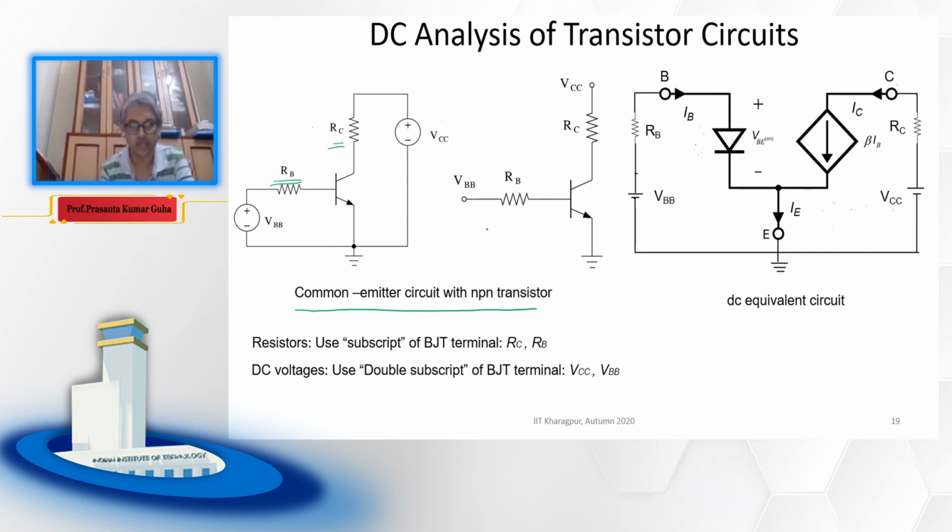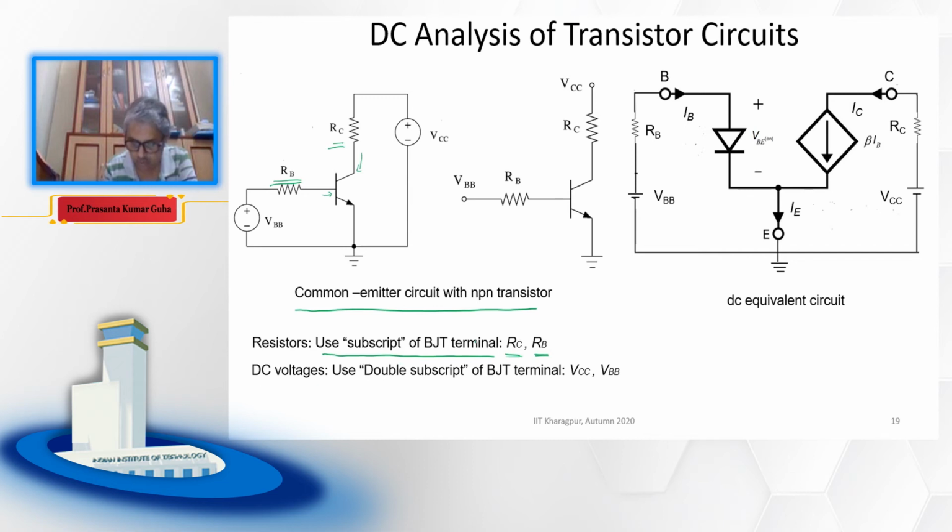If you see carefully, we use subscripts of the BJT terminals: RC, RB, etc. So RB means this resistor is connected to the base. RC means this resistor is connected to the collector. If we use any resistor on the emitter side, then we usually name it RE. So this is the usual nomenclature, the way we name them.